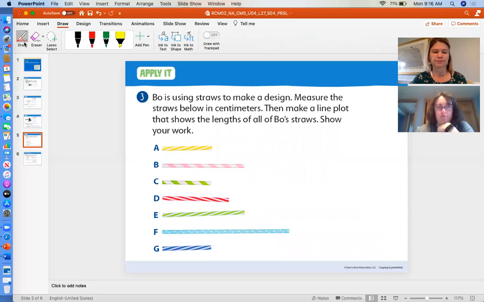Show your work. Okay, so give me the links there, Miss Walker. Do you care if we skip around a little bit? No. It's going to be easier for me.